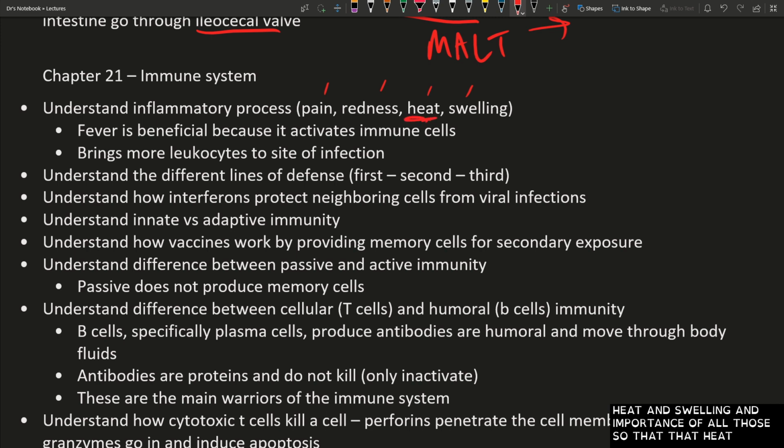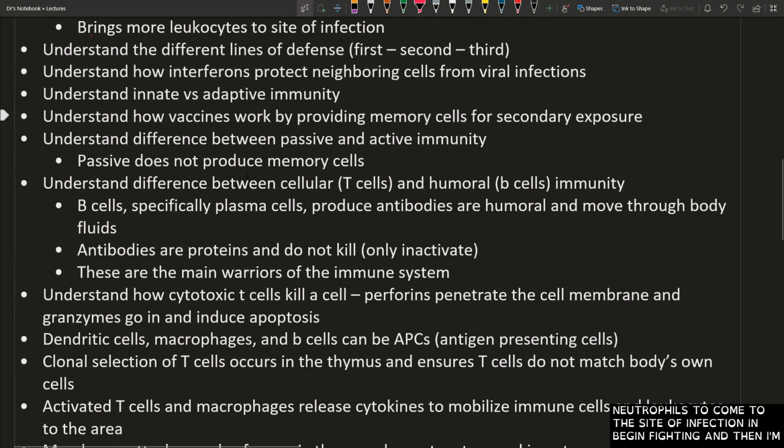So the heat, the purpose of having a fever, is beneficial because it activates immune cells, and heat in that local area allows your immune cells to work faster and also sometimes could prevent bacteria from replicating. So fever isn't always a bad thing unless it's too high. And then the whole inflammatory process also allows more leukocytes, particularly neutrophils, to come to the site of infection and begin fighting. And then understand the different lines of defense.